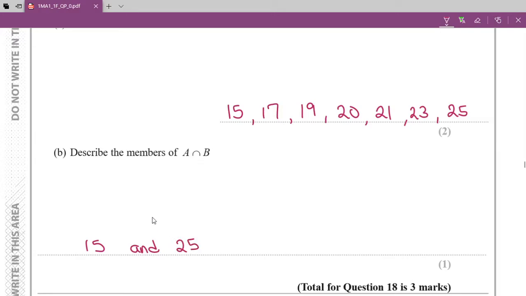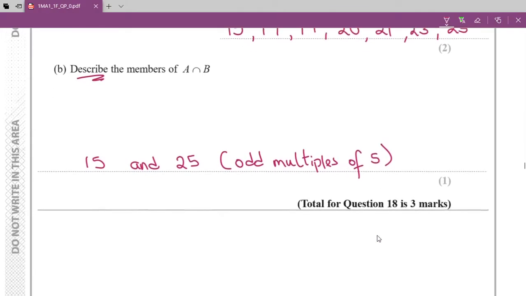But we really need to see what the question is asking. It says describe. So to describe it, I'm going to use words. So I might well say these numbers are odd multiples. 15 and 25 are odd multiples of 5. Okay, good. So we go to the next question.